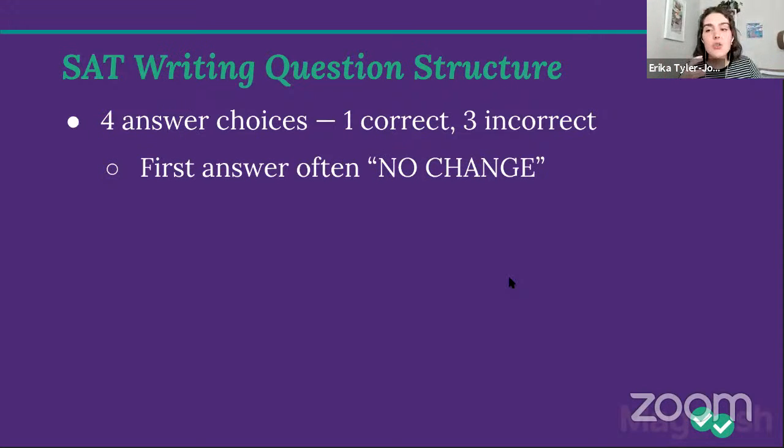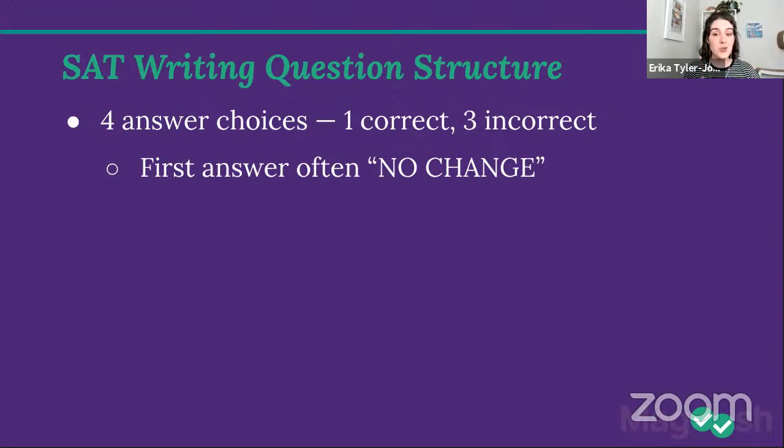Okay, let's get into question structure on the writing section. So writing questions have 4 answer choices, of which 1 is right and 3 are wrong. Classic. That's the structure of pretty much the entire test. Now, an interesting thing about writing questions is that very often the first answer choice is no change. And this is particularly common with the grammar questions that we're going to be looking at today. So it's particularly common when there is an underlined portion, when there isn't a question stem.